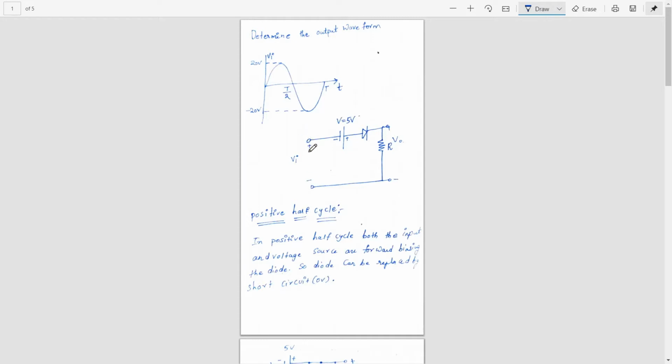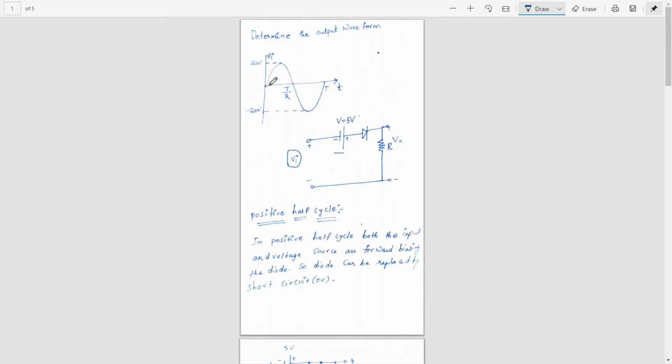Now if we observe, this is the input and this is the voltage source. Both of these are forward biasing the diode. That means the current established because of this input voltage source will be in this direction, which is matching the arrow of the diode, and the current because of this 5 volt source will also be in this direction, matching the arrow of the diode. So we can replace it by a short circuit. Short circuit means a 0 volt drop.